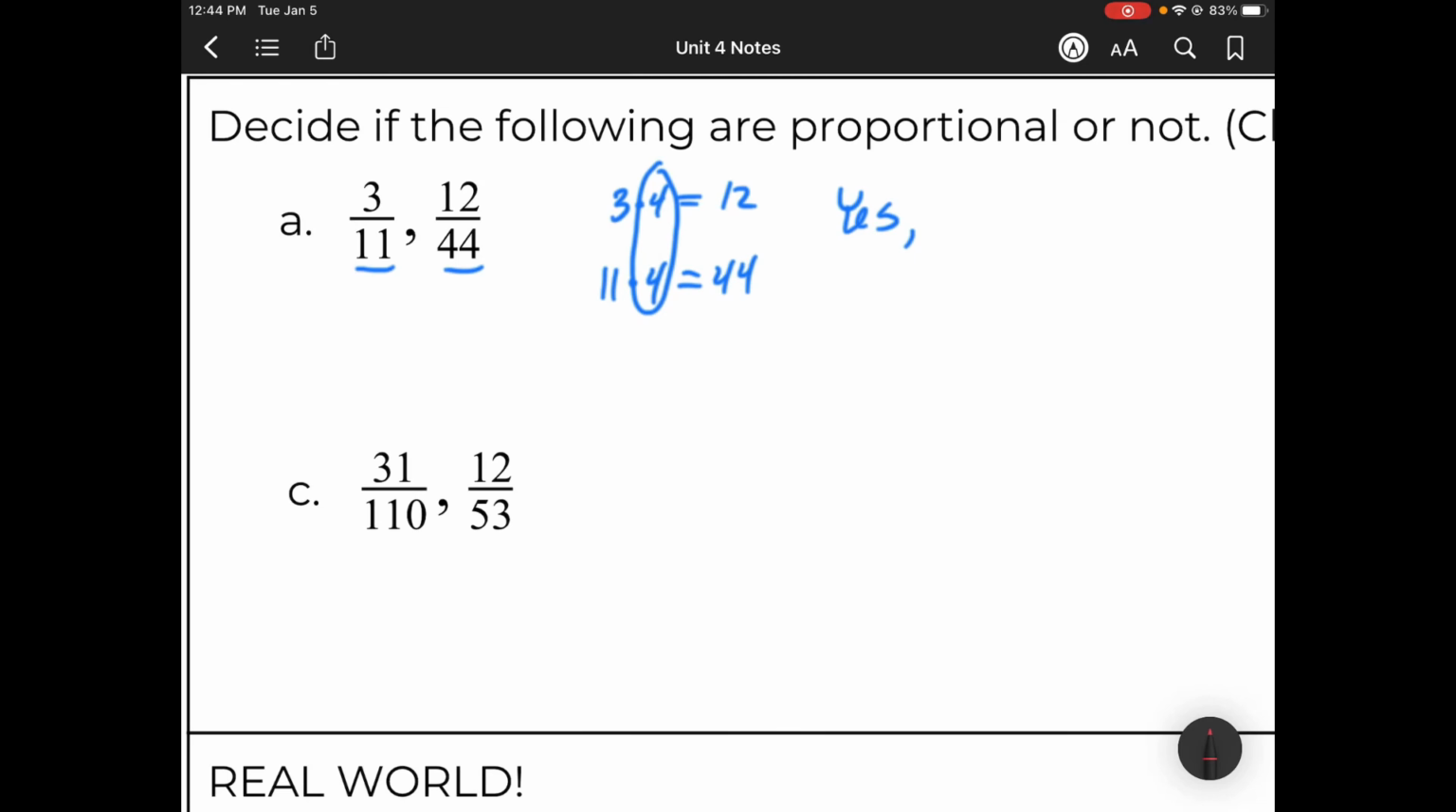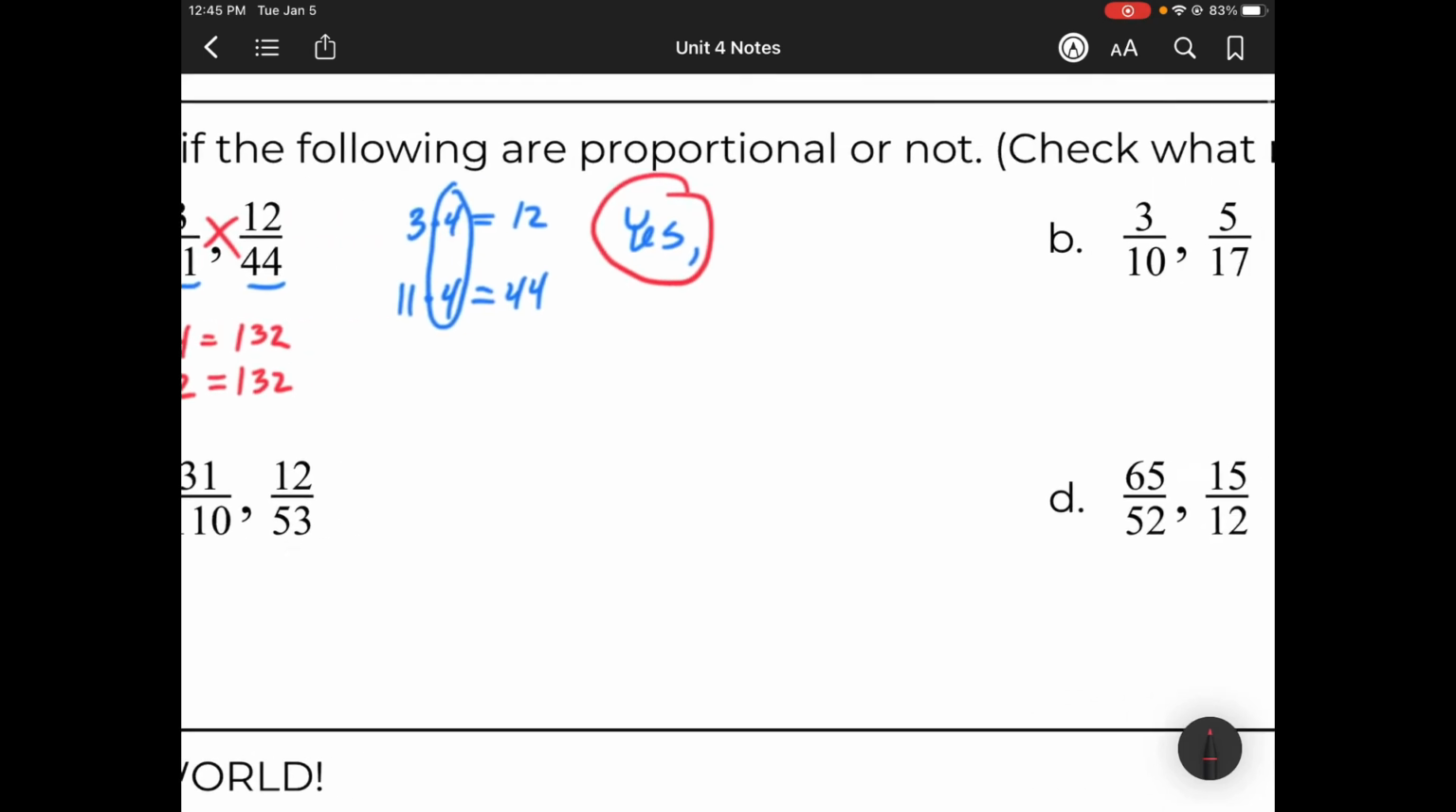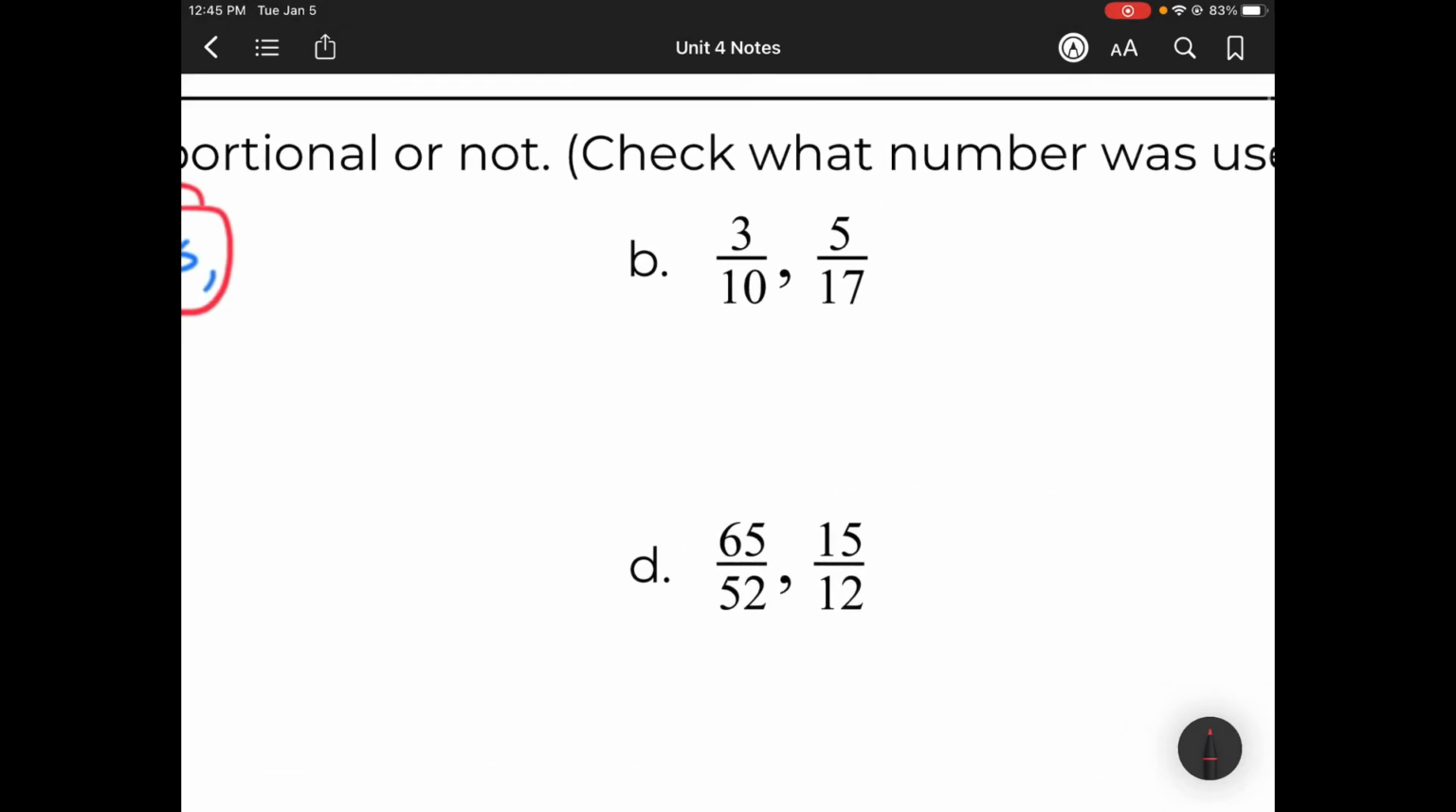But like I said, there's another way to think about this. If they are proportional, their cross products must be equal. So we could cross multiply and see if you get the same thing. If we do 3 times 44, that gives us a total of 132. And if I do the other cross product, 11 times 12, that also equals 132. Since cross products are equal, yes, these are proportional. Okay?